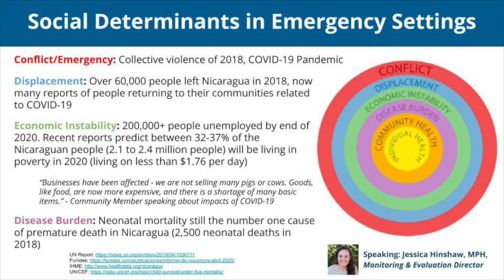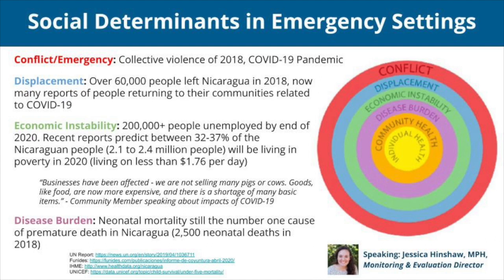So right now, there is a lot of economic instability in Nicaragua. Over 200,000 people are expected to be unemployed by the end of 2020. And this comes from a recent report that was looking at what they think the impacts of both what happened in 2018 and what that's looking like coalescing with what's happening right now in the pandemic situation. So that's a huge number for Nicaragua. It's a really small country, and to have that level of unemployment is really drastic.